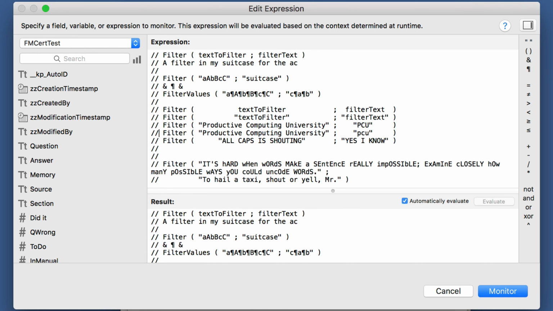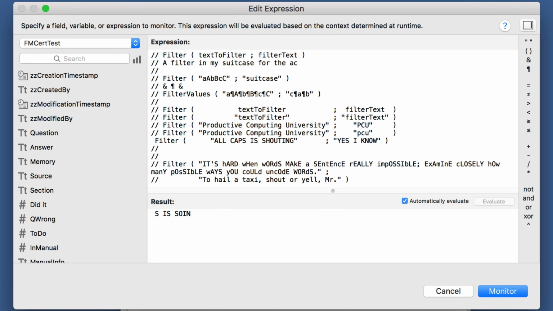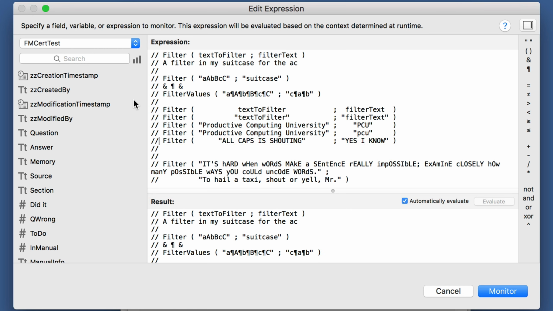So check the next one. All caps is shouting. Filter that with yes, I know. Go through each of these characters and see if you know what that answer is. Pause before the spoiler. It is S is sewin, and notice there are spaces there. We didn't notice that with numbers and with these because we weren't entering numbers, but it is going to count spaces, so that can be very important.